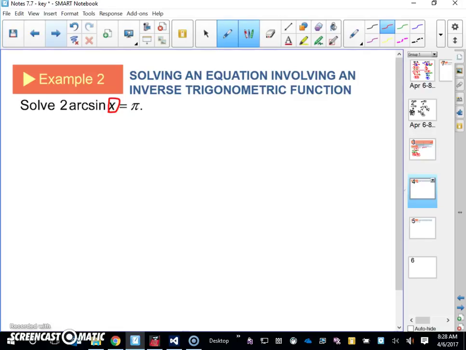Divide by 2. Now, I don't know if you're like me, but if you're like me, this arc sine is a little bit confusing. If you want to rewrite that as inverse sine, be my guest. I think we're all probably more comfortable with the term inverse sine than arc sine. But either way, if we're going to peel this onion, if we're going to solve for x, the first thing we're going to do is divide by 2. So inverse sine of x equals pi over 2.